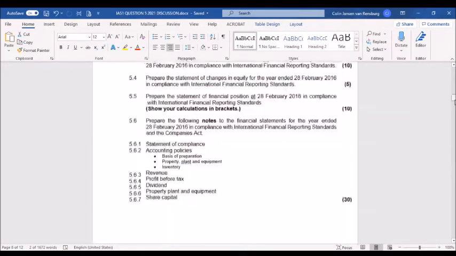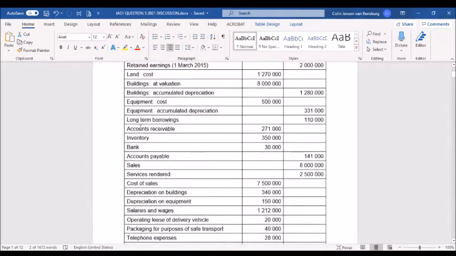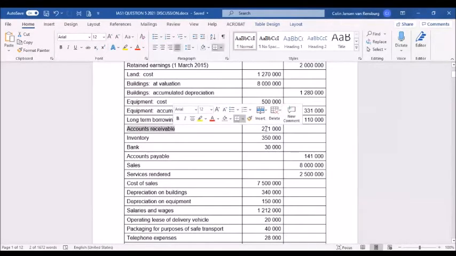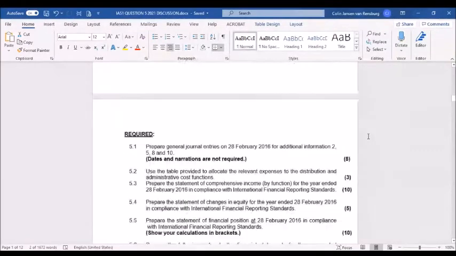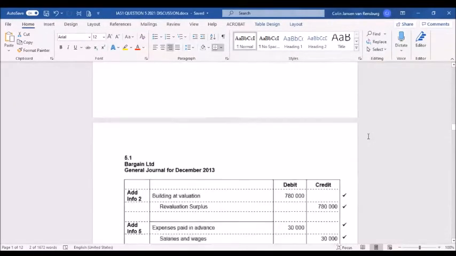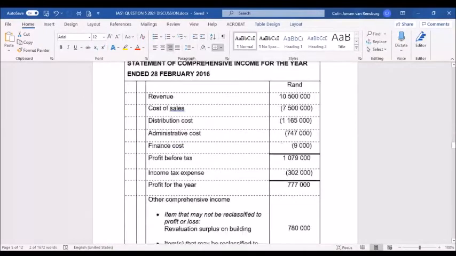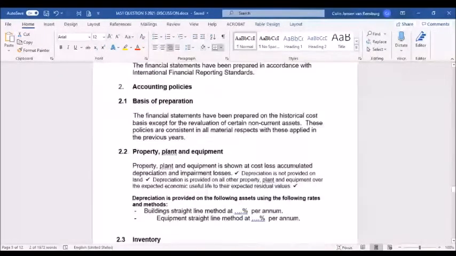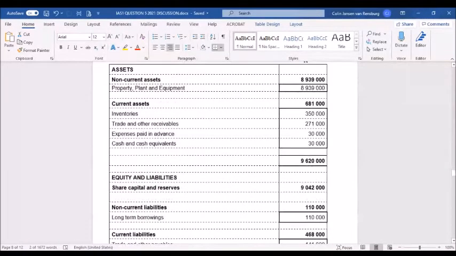So if we have a look at our trade receivables there, where do we find it? Here we've got accounts receivable in our trial balance, 271,000. Again, don't forget to refer to the journal entry. Did we make any adjustment to accounts receivable? No, none there. That amount will remain exactly the same. Like I say, if you want, you could have just shown the expenses paid in advance as part of that line item, the other receivables.